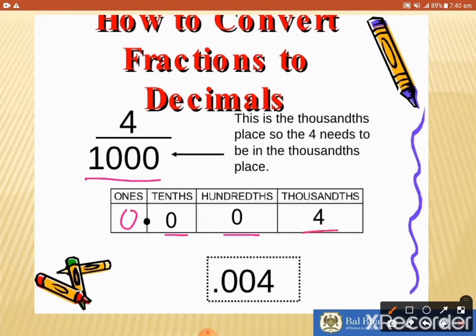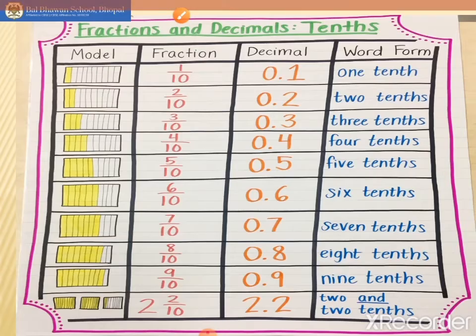Now if we have to write it as a decimal number, we can write it as 0.004, which represents 4 on the 1000th place. The same has been represented by the fraction given here, that is 4/1000. Let us look at some examples.